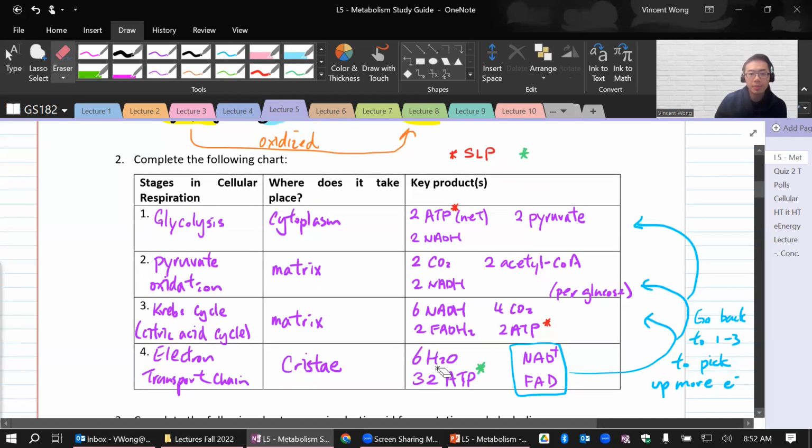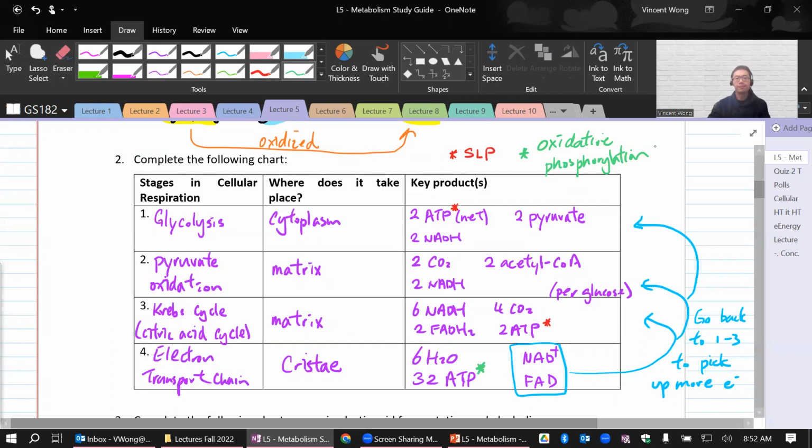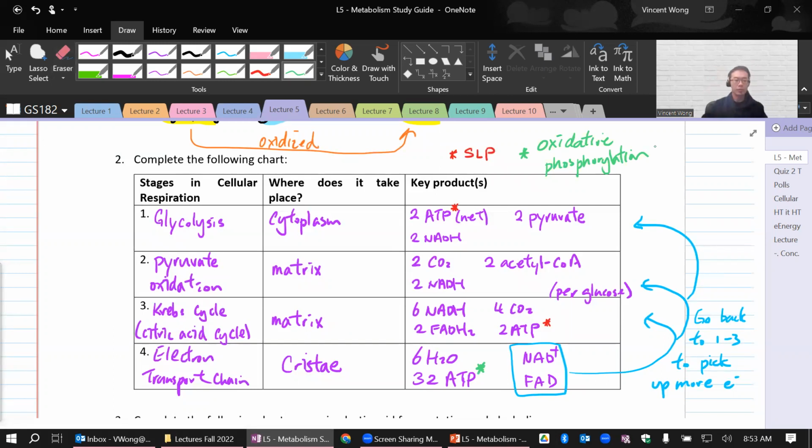How are those ATP produced? Not substrate level phosphorylation. This one is oxidative phosphorylation, right? Okay, which I haven't explained to you how it happens. We're going to do that now.